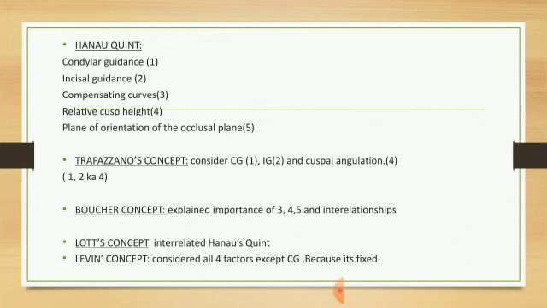Next is Lott's concept, who again interrelated Hanau's quint. He interrelated all 5 factors and explained the relationship of the factors and what effects it causes upon the occlusion on changing them. And lastly, we had Levin's concept, who considered all factors except condylar guidance, because he stated that condylar guidance is a fixed factor, so we cannot change it. So he considered only factors number 2, 3, 4, 5 in order to give an occlusion to the patient.